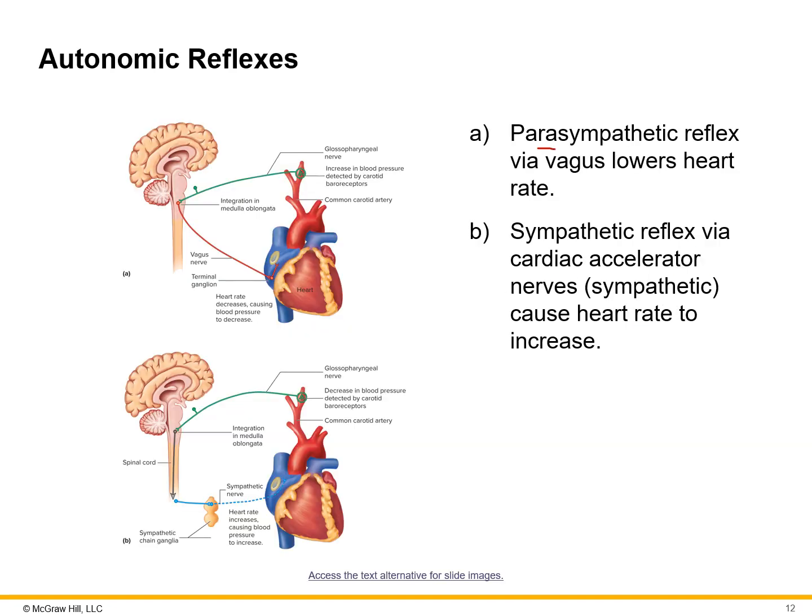Right, and this is just showing those. So again, the parasympathetic reflex here in A goes via the vagus to lower the heart rate. An example of the sympathetic reflex is what are called the cardiac accelerator nerves, which are again sympathetic, to increase the heart rate.